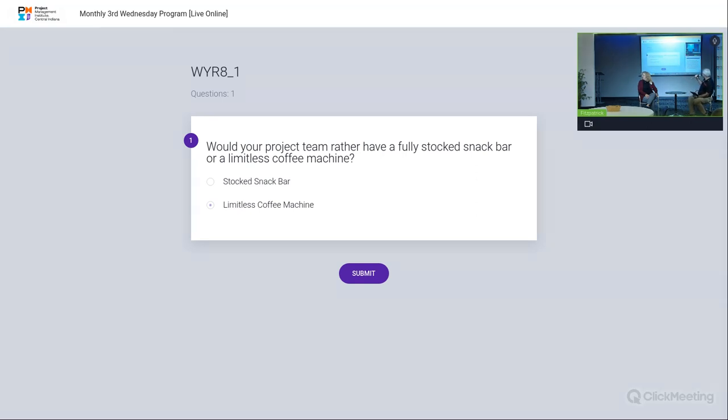Would your project team rather have a fully stocked snack bar or a limitless coffee machine? I'm glad we're getting to the serious questions now. Fully stocked snack bar or a limitless coffee machine? Yes, you can't do that. Would you rather? It defeats the whole purpose of the game.